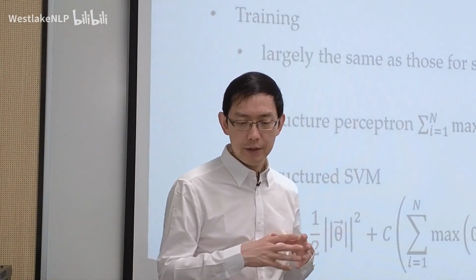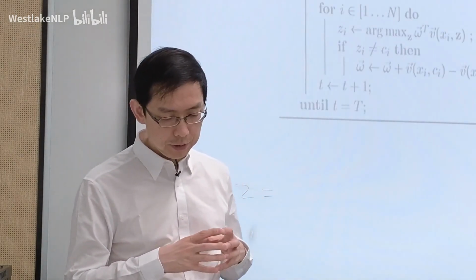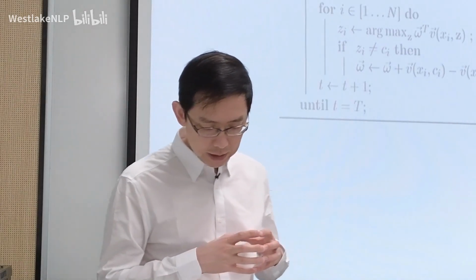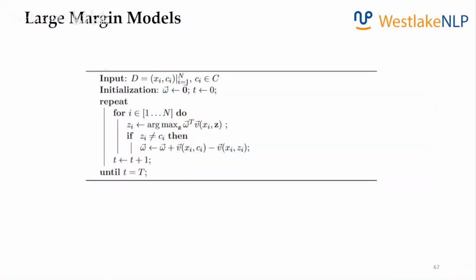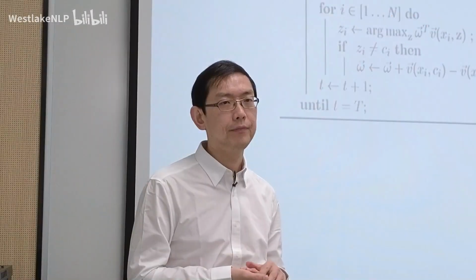So the next slide shows you the perceptron pseudocode. You can see that only the row Z, okay, is equal to argmax. Only this row differs, okay. The other rows are all the same. Okay, and this also happens to the SGD training of SVM. Only the finding of the negative example differs. The rest of the algorithms are the same.